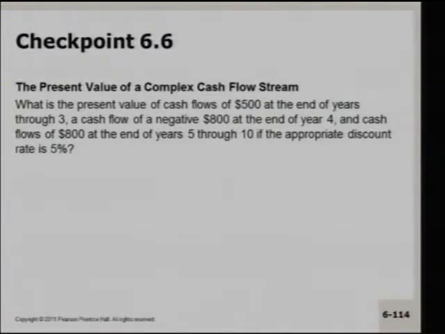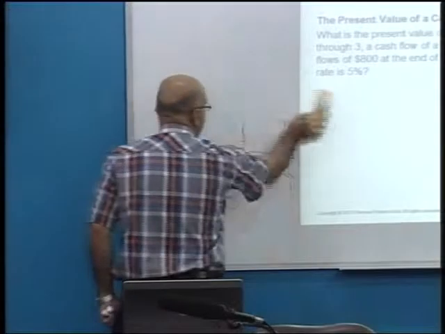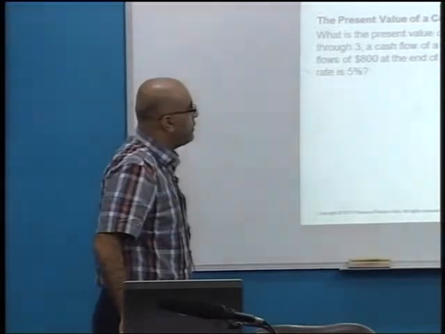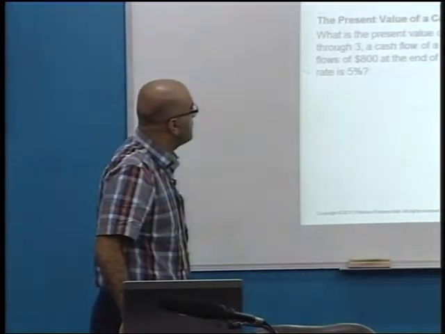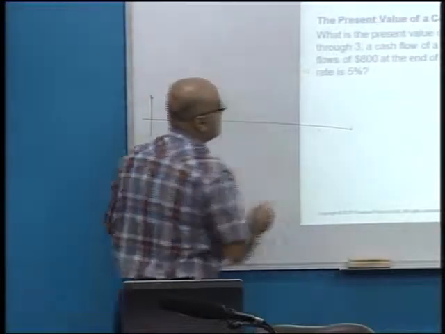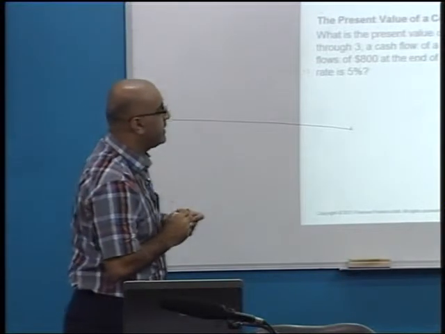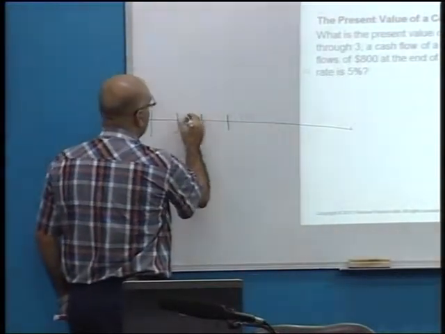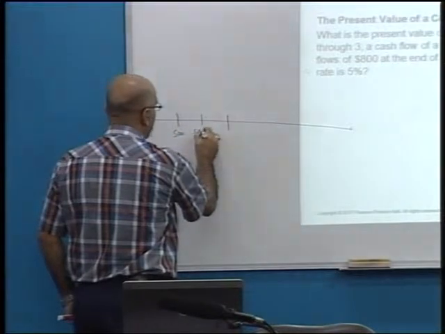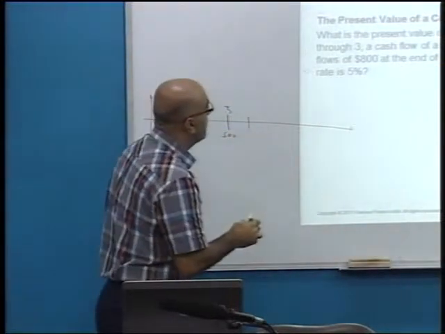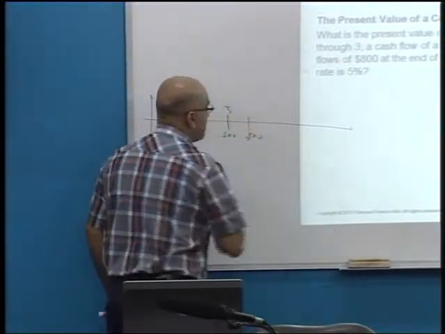Take this example. Look at this example. What is the present value of cash flows of $500 at the end of years 1 through 3, a cash flow of negative 800 at the end of year 4? So we have 1, 2, 3. We get $500. Then in year 4, we get negative 800.